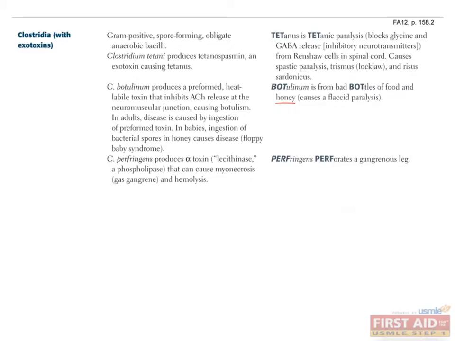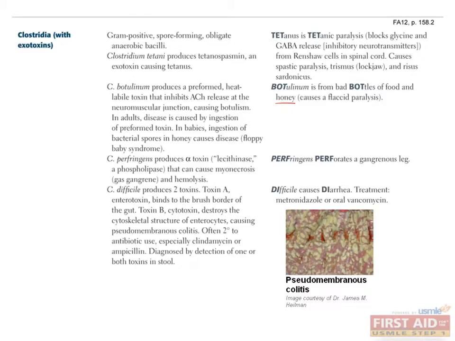C. perfringens infections should be suspected in wounds that are gangrenous and foul-smelling. These infections are common in wounded war veterans. Finally, C. difficile infections causing pseudomembranous colitis are important for you to know. An image of pseudomembranous colitis is shown here.